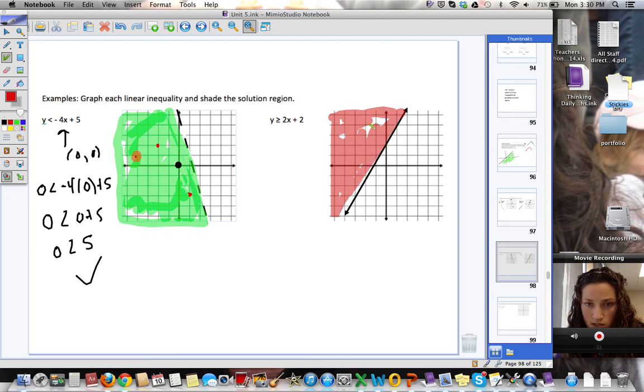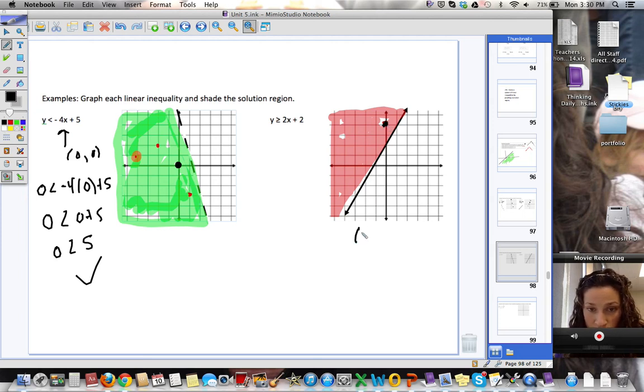It looks greater to me. So then I can always check. I can't choose 0, 0 as my point here, so I want to choose another easy-ish point. So I'm going to choose, maybe I should do black. I'm going to choose this point.